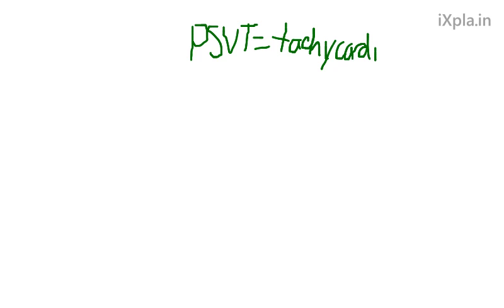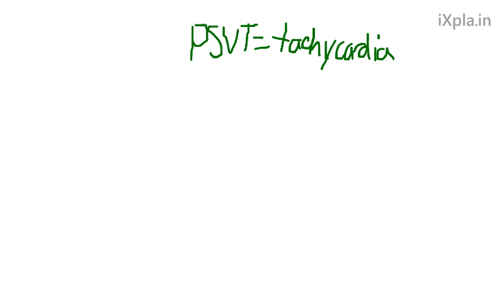Now the next arrhythmia is called PSVT, paroxysmal supraventricular tachycardia. Paroxysmal means it occurs randomly. Supraventricular means it's above the ventricles. Tachycardia means fast heart rate. Now this is essentially tachycardia, but the difference is this occurs randomly, whereas tachycardia occurs on the onset of exercise, or when you're excited, or you're fearful.